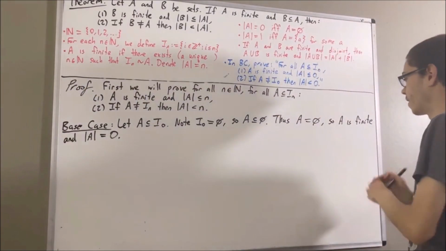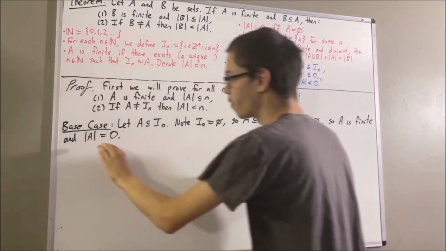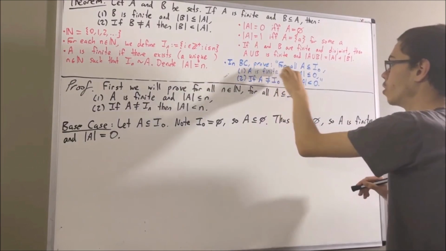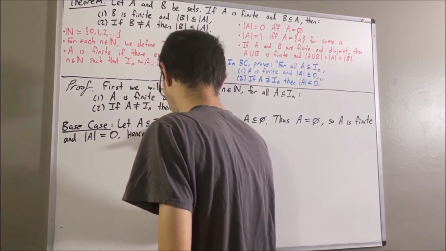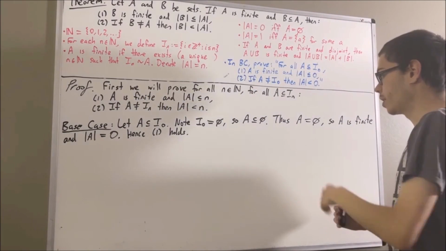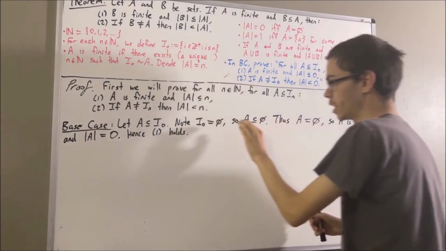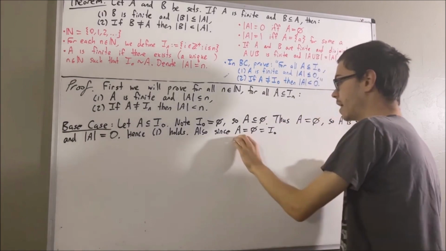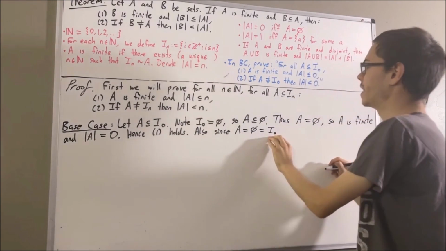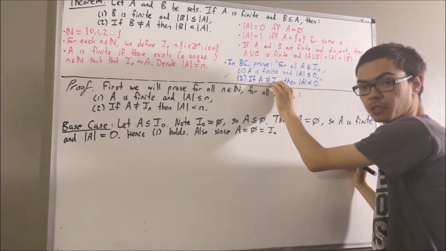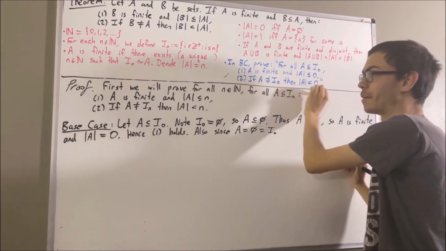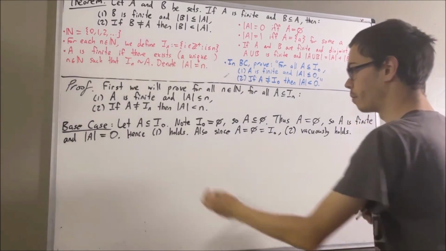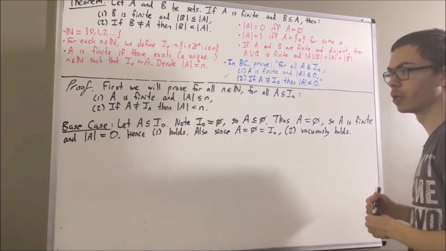So what we have here is that A is finite and the number of elements in A is less than or equal to 0. So 1 holds. And next, we know that A is equal to the empty set, which is equal to I0. So we see that A is equal to I0, which means the hypothesis of 2 is false. Therefore, 2 is vacuously true. So we have proven that both 1 and 2 are true.